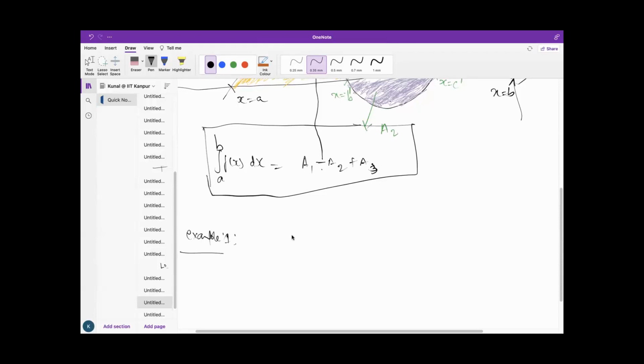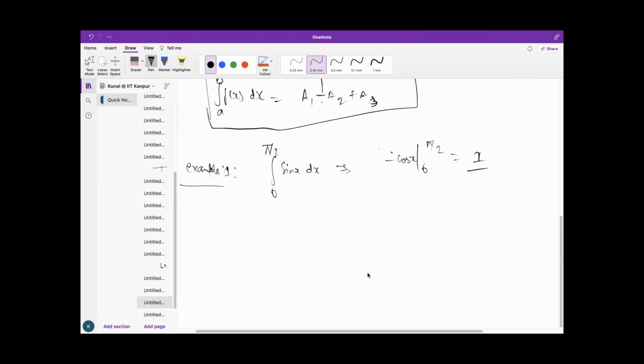If I am integrating the function sin x dx from 0 to pi by 2, right? Let me show you by geometrical, and we know that its answer is minus of cos x. Its integration is minus of cos x, and when we insert the limits in it, we get the value 1. So how does it represent geometrically? What is its geometrical meaning? Let me show you.